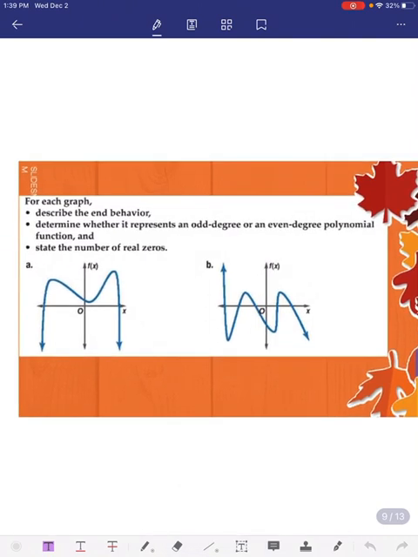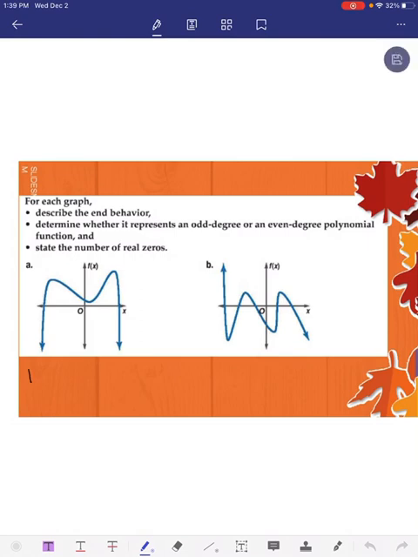So it says, for each graph, describe the end behavior, determine whether it represents an odd degree or an even degree, and state the number of real zeros. So just kind of combining all of the characteristics that we've been talking about.